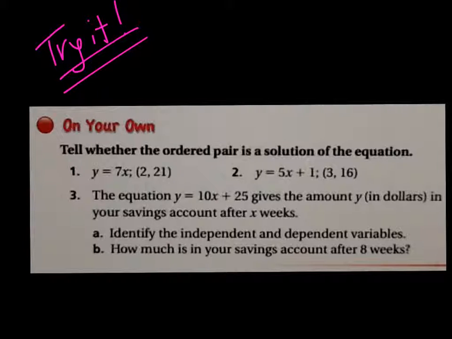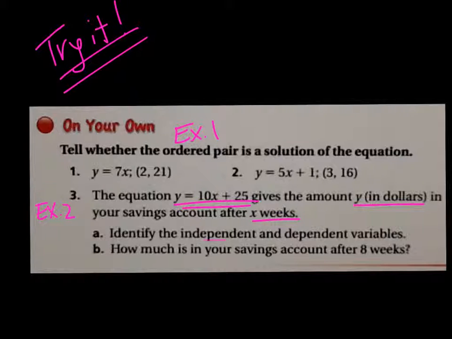Alright, here are some try-it problems. These are right from your book on page 316. It says, on your own, tell whether the ordered pair is a solution of the equation. Numbers 1 and 2 are from example 1, and then example 2 is number 3. So they give you the equation just like we just got done working with. They're telling you what each of them are representing.